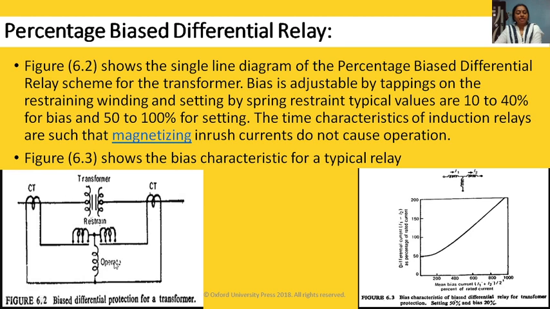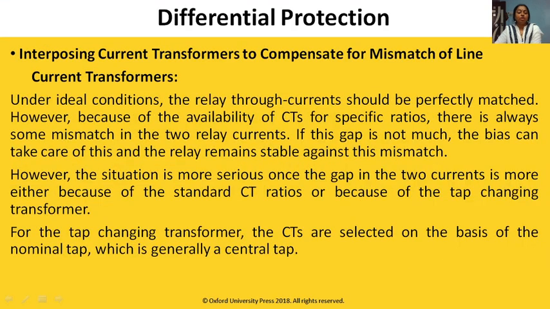Okay, bias: this restraining coil is divided into two halves. This is your bias characteristic, (I1 + I2)/2. This is I1 minus I2, which you have already seen, so I will not explain it again. Next, the problem is that an interposing current transformer is used to compensate for mismatch of the line current transformer.